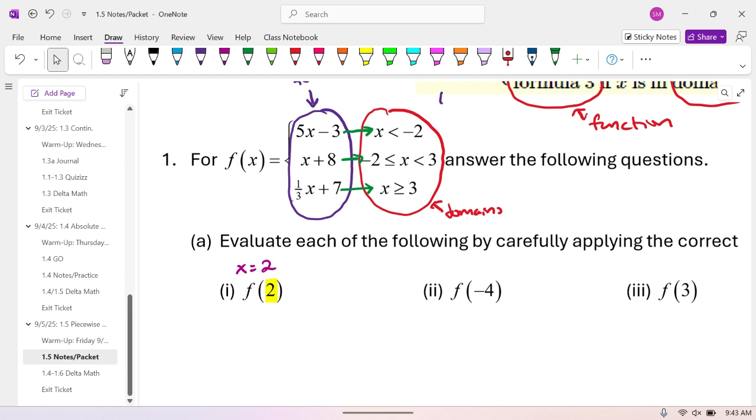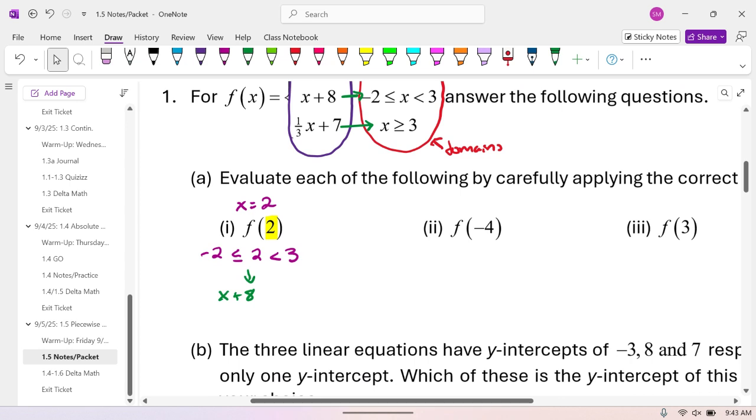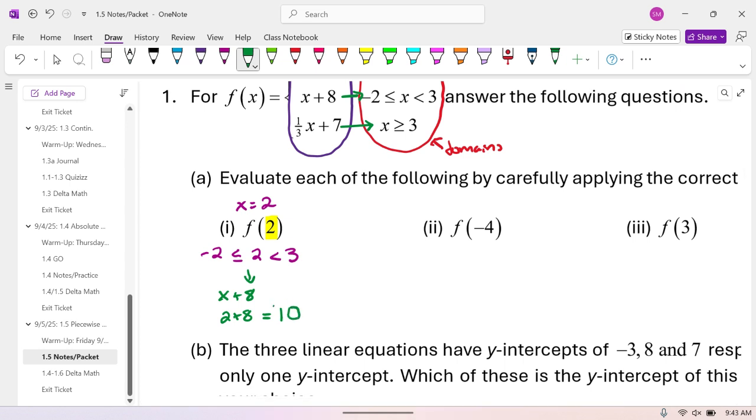All right? So, since negative 2 is less than or equal to 2, which is less than 3, we're going to plug this into x plus 8. So now we're going to take that 2, plug it in for x, and evaluate. So I have 2 plus 8, which is just what? 10. And that's our answer.